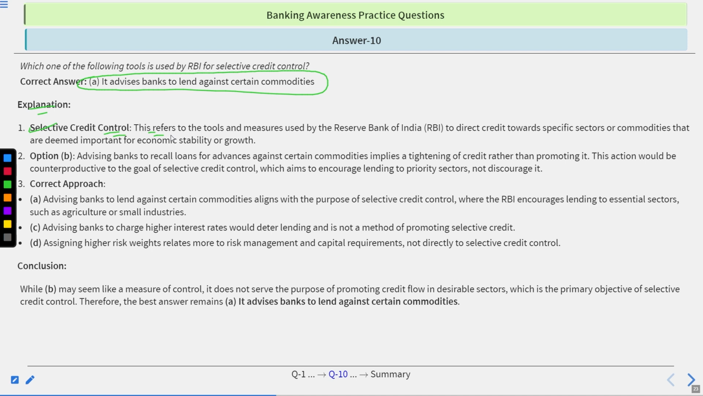Option B. Advising banks to recall loans for advances against certain commodities implies a tightening of credit rather than promoting it. This action would be counterproductive to the goal of selective credit control, which aims to encourage lending to the priority sectors, not discourage it.